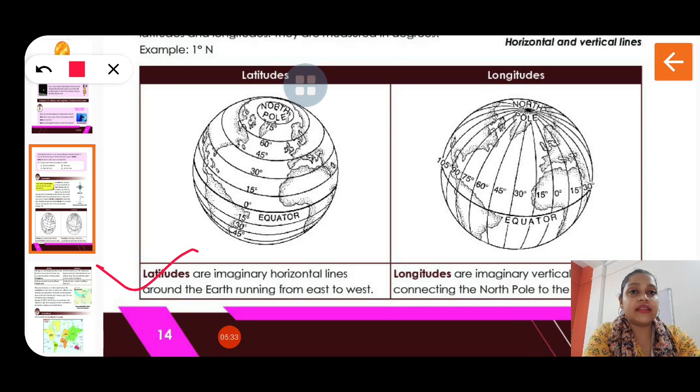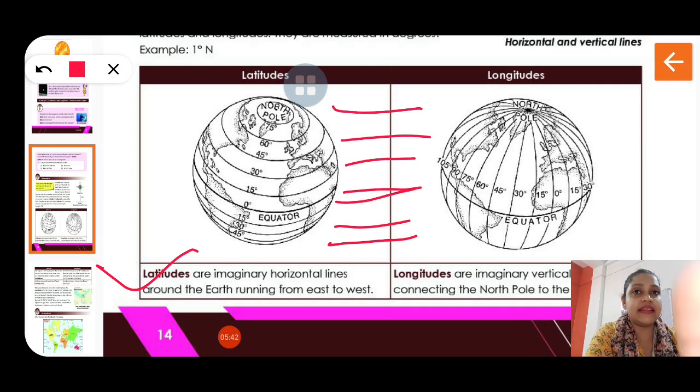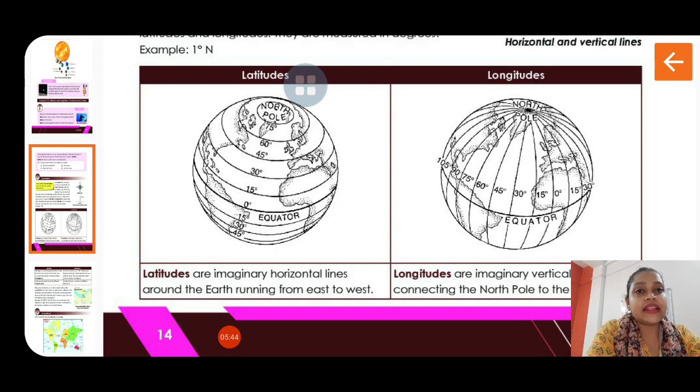Horizontal lines are these lines, okay? These lines are horizontal lines. Those which are not straight lines but slanting lines are horizontal lines. These lines are drawn in this way. Latitudes are imaginary horizontal lines around the earth running from east to west.